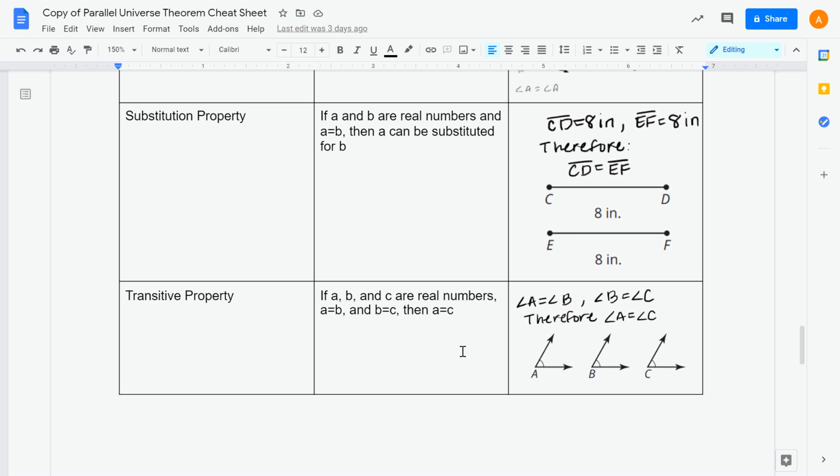The transitive property, think of it going down the line as one thing connects to the next. If angle A is equal to angle B, and angle B is equal to angle C, then we can also, by the transitive property, state that angle A is equal to angle C. So think of that kind of train or linked idea for the transitive property.